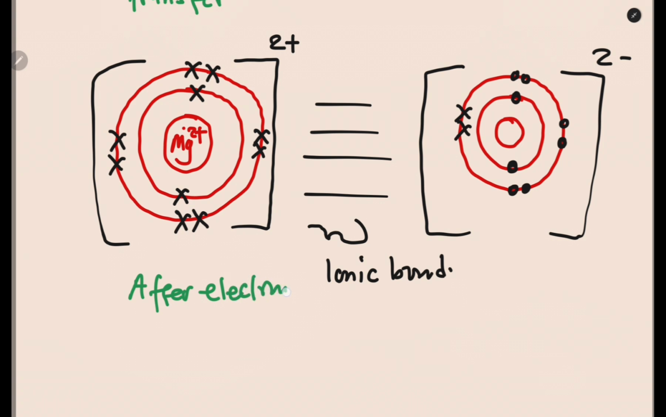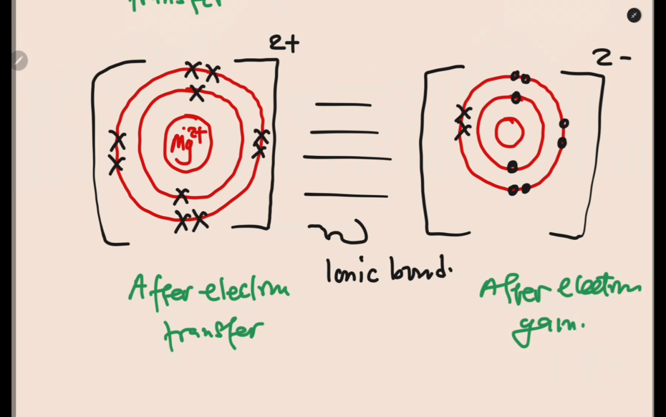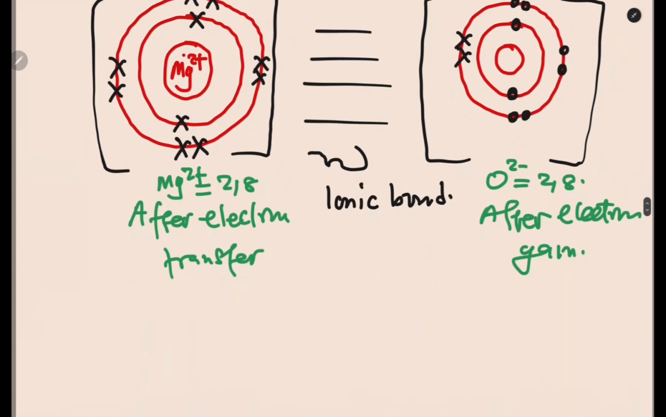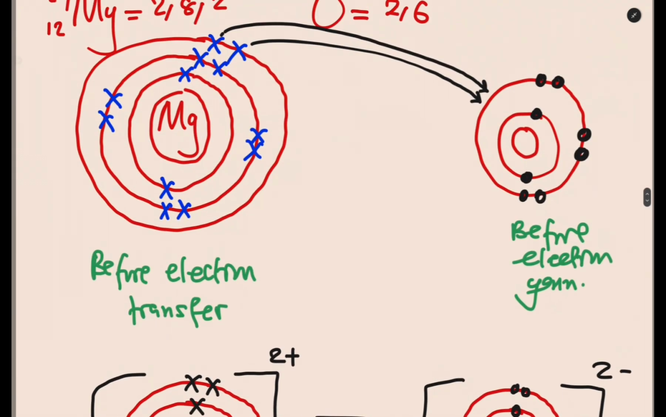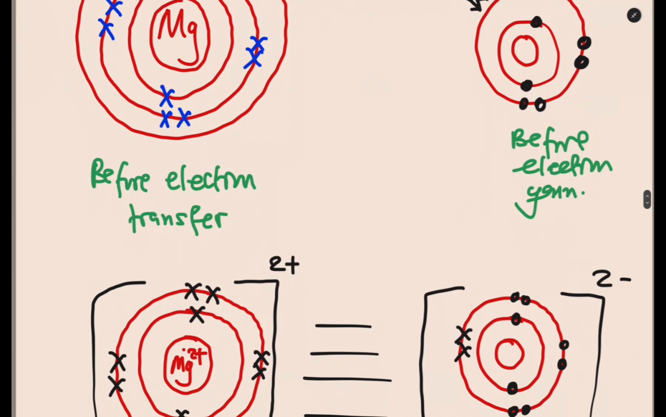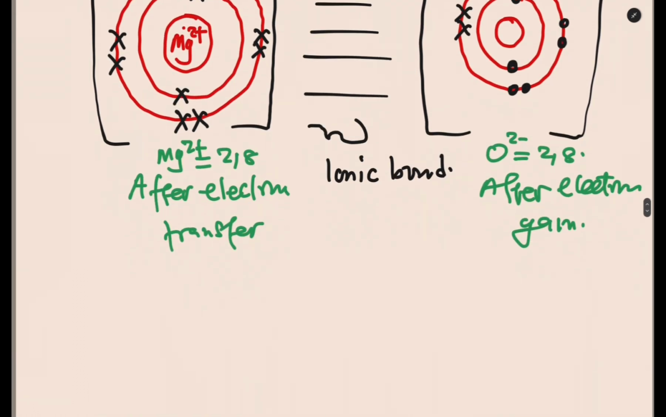So this is after electron transfer. This is after electron gain. So this is how the ions are going to become. This is magnesium, positive ion 2, 8. This is oxygen, negative ion, which is 2, 8. So this is how it is going to be. So this is how the process of ion formation or ionic bond formation occurs.